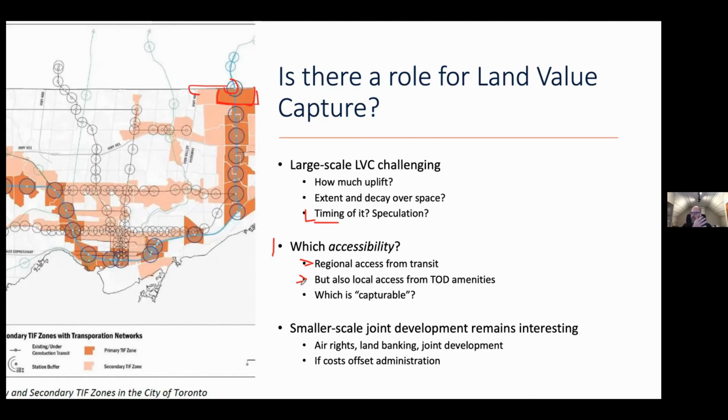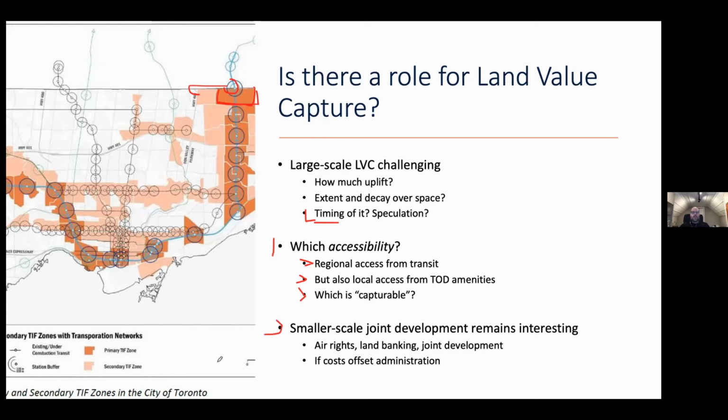And if that accessibility is also built into house prices, which of those benefits is capturable? Which of them naturally extends to the transit infrastructure? Or do we capture accessibility benefits from transit? Or now are we doing land value capture on transit-oriented development planning? I think this is a question that remains.